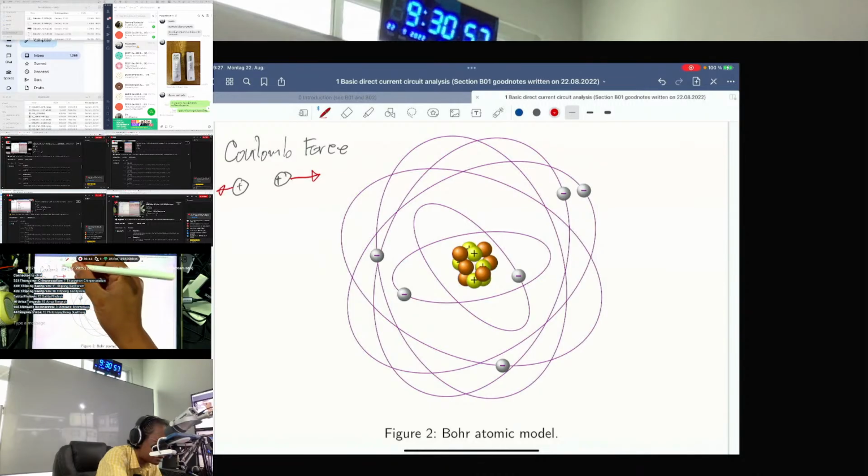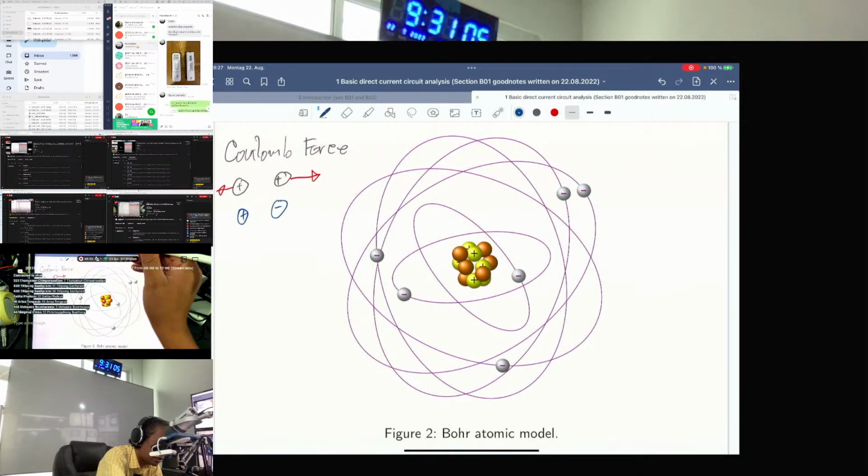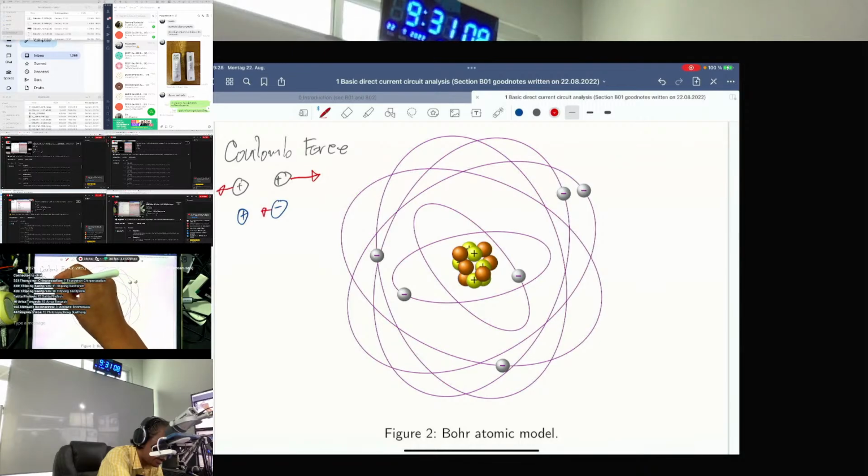Repulsive force, meaning the force that pushes apart. But if you have a different kind of charge, there will be an attractive force, like this. Of course, electron and proton are of different kinds of charges. There will be an attractive force, and the electron will move in its orbit. It will not go away from the atom because there is Coulomb force.